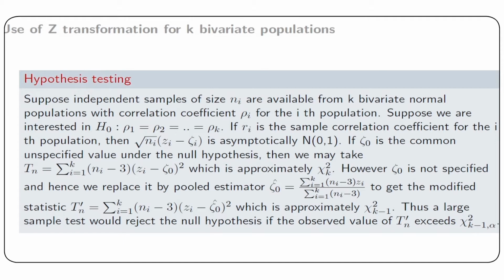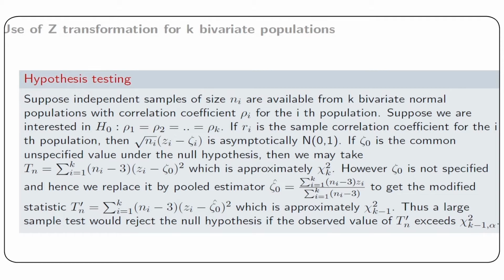However, zeta naught is not specified, and hence we replace it by the pooled estimator zeta naught hat, which is summation i from 1 to k Ni minus 3 Zi divided by summation i from 1 to k Ni minus 3, that is, the weighted mean of Zi with weights being Ni minus 3. So we get our modified statistic Tn dash as summation i from 1 to k Ni minus 3 multiplied by Zi minus zeta naught hat whole square, that is, just by plugging zeta naught hat into our original statistic Tn.